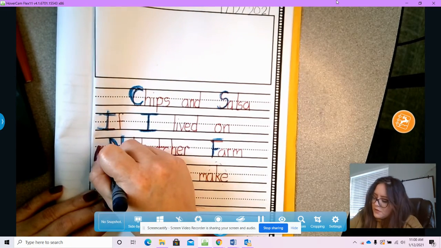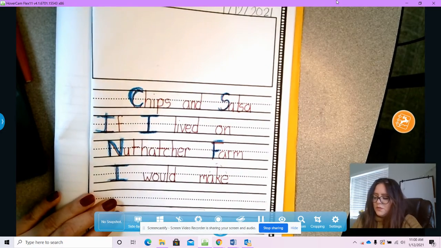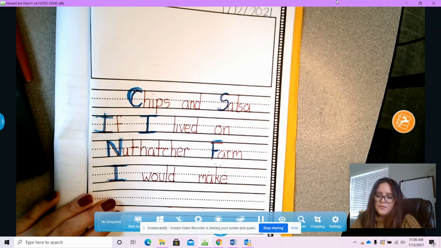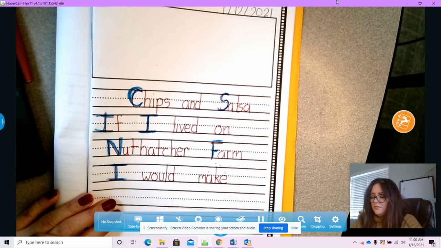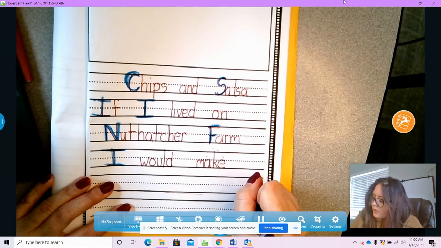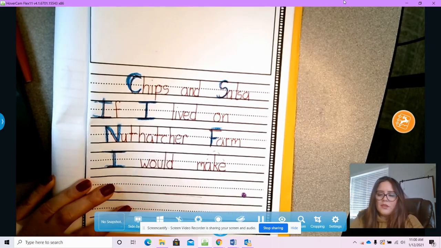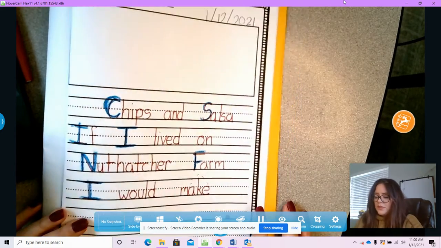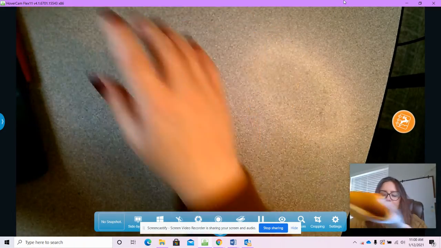And I see one more. This I stands all by itself, so it needs to be capital. We have a lot of capital letters here. And then when you're done writing, you're gonna mark your purple punctuation. Okay, draw your picture, and then you're all done with your writing for today.